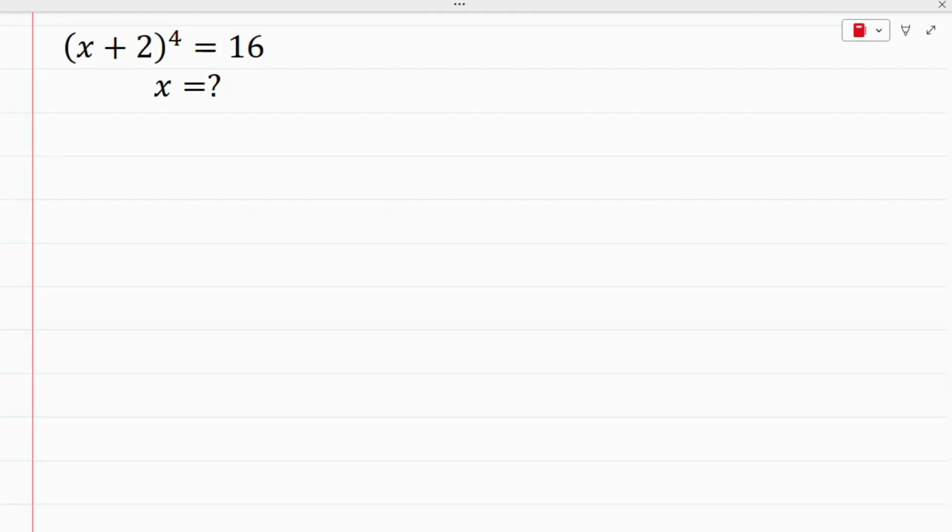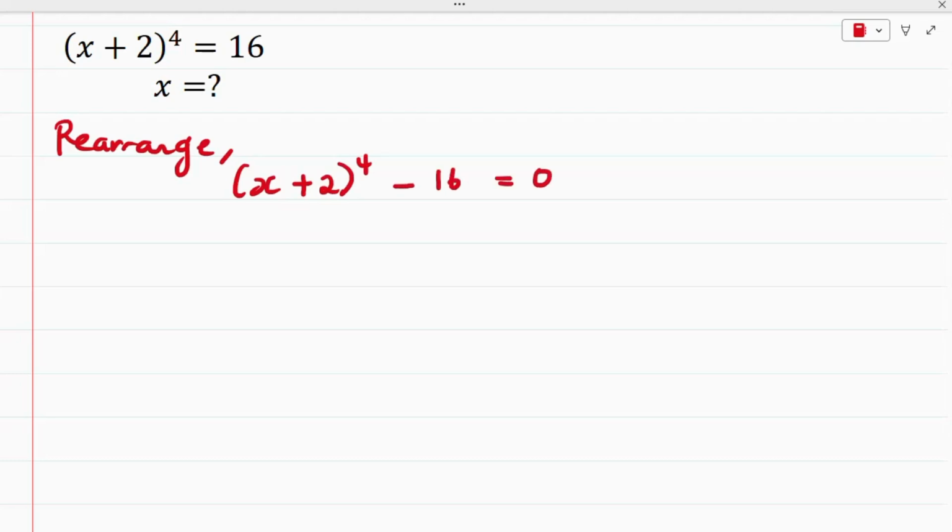So right here we have this nice exponent math simplification problem, and the question says (x + 2)^4 = 16, and we are to find the values of x. So the first thing, guys, you want to do right here is to simply rearrange this equation and set the equation to 0. So we have (x + 2)^4 - 16 = 0.